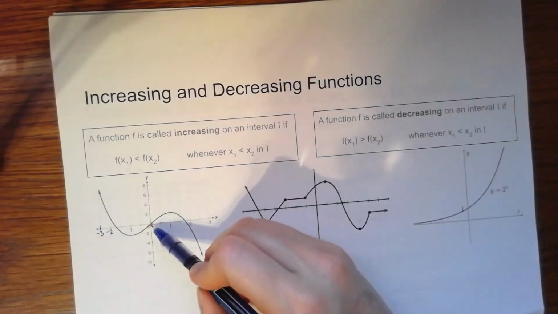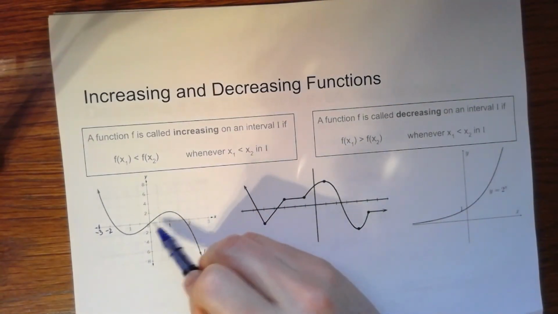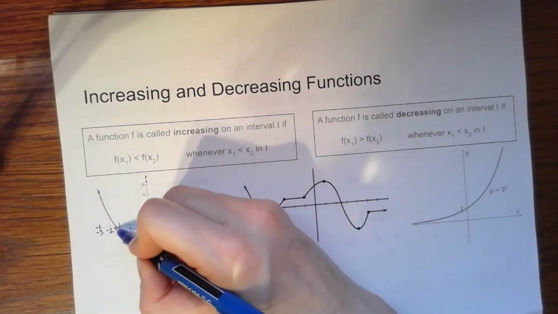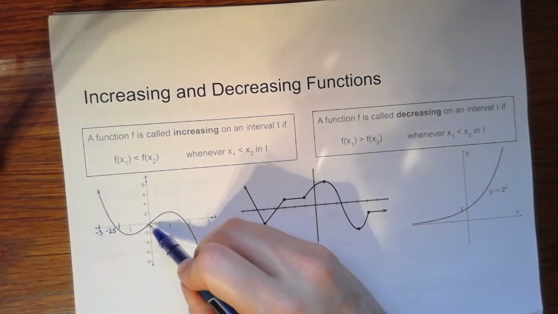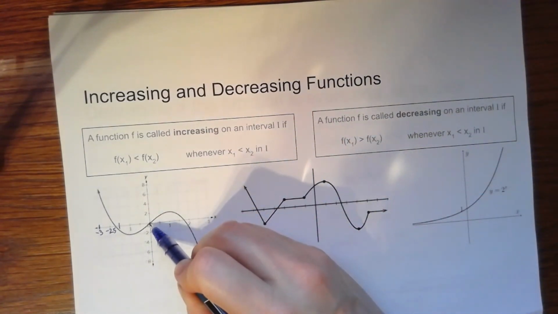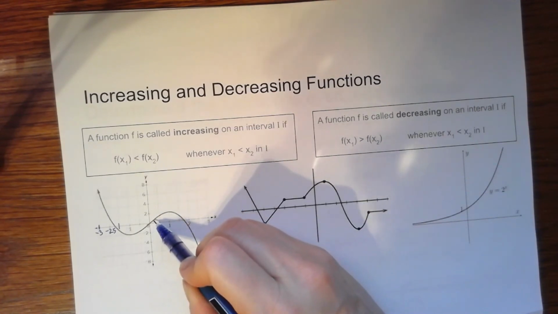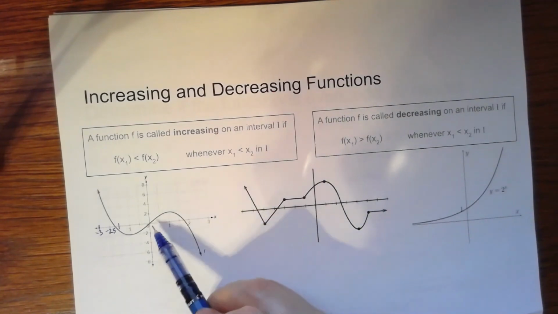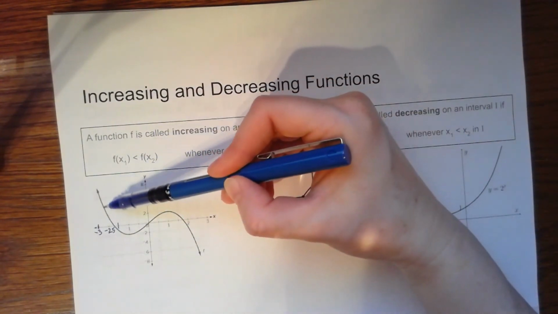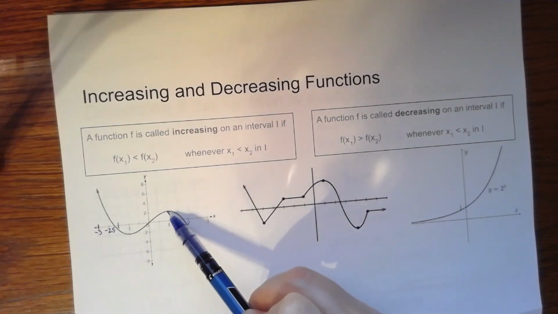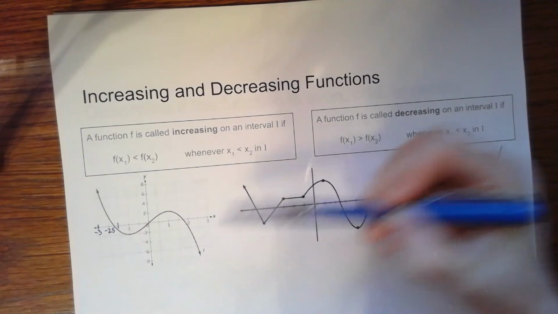Well, let's look over here where it looks like it's increasing. 0 is less than 1. I guess this should have been negative 2. This should be negative 2.5. Okay, so 0 is less than 1, and f of 0 is less than f of 1, and so it's increasing there. Okay, f of 0 is less than f of a half. It's increasing. f of 0 is less than f of 0.5. It's increasing. Okay, so you can see that it's decreasing here, and then it starts increasing, continues to increase, and then it starts decreasing again.